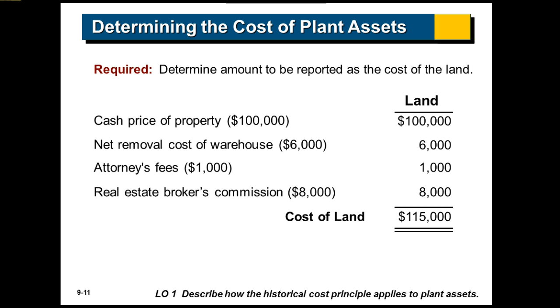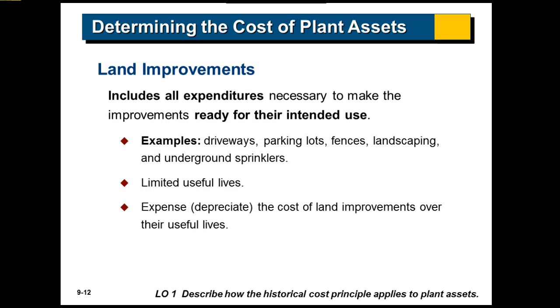So our entire cost of that land that will show us on the balance sheet would be $115,000, not just the $100,000. Now, when we have land improvements, that's going to be something different from just the land. We will be able to depreciate land improvements. These types of cost will be items that we need in order to utilize the land.